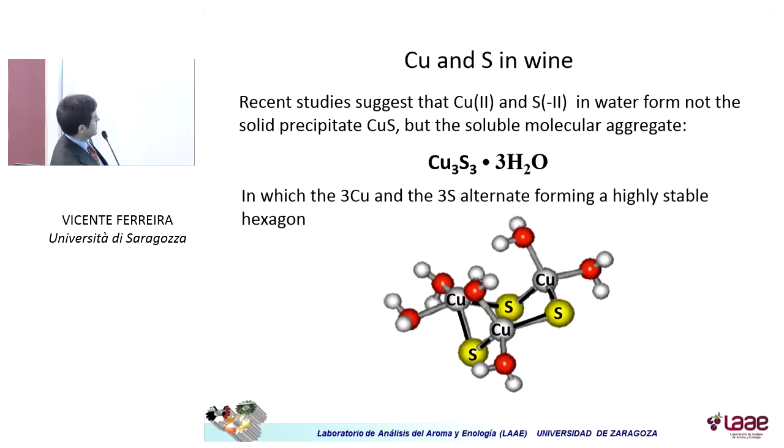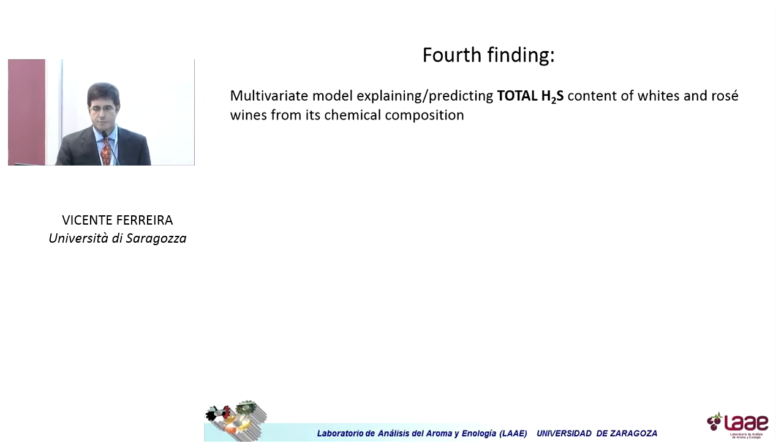Here you can see it. E in particolare i 3 atomi di rame e di zolfo si alternano per formare un esagono particolarmente stabile. And in wine too, of course. E questo succede anche nel vino, ovviamente. Okay, so what else have we learned?